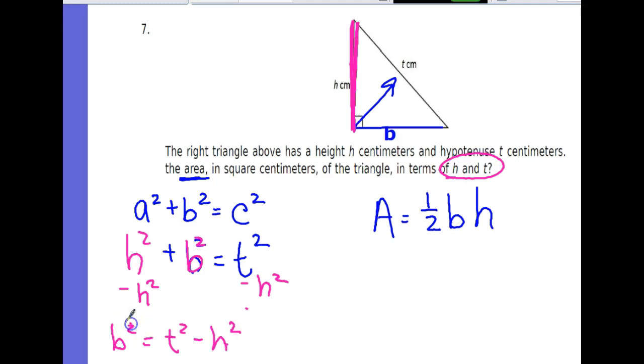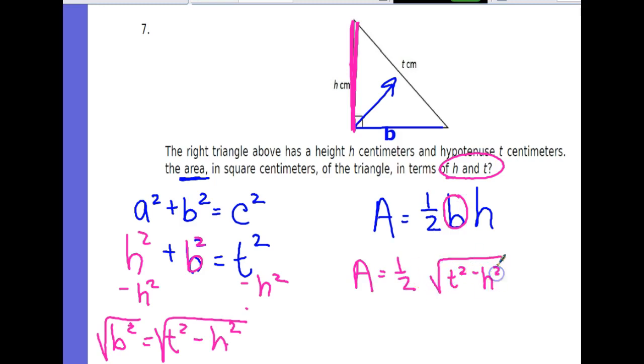Once again, to get rid of a square, you square root. So, in terms of h and t, that means the b is not going to be there. And so this is going to be the square root of t squared minus h squared. That's in place. Now, that is the area in terms of h and t, but that doesn't look like any of your answer choices. Because first of all, they multiplied 1 times this, instead of putting the 1/2 out in front. Multiplying by 1/2 is the same as dividing by 2. And instead of putting the h at the back, they put it at the front. So now does it look like one of your answer choices?